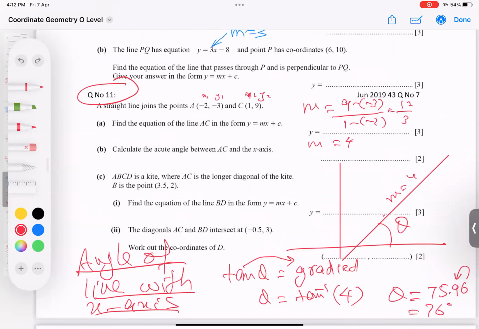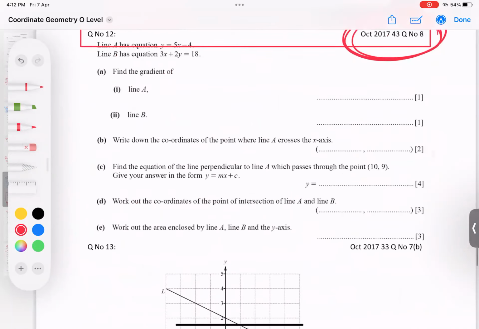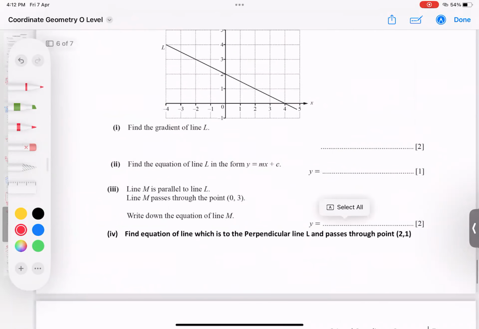So this question in full you can try, and it is available on the YouTube channel. Just go on my channel and check the playlist of O Levels coordinate geometry, June 1943 question 7. You can try it.